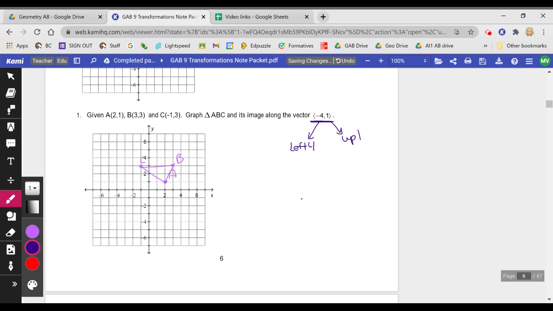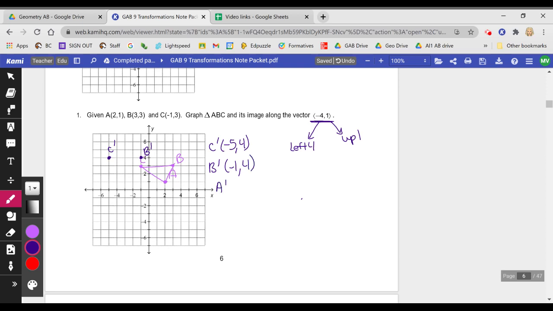So we can do it graphically by taking each point. So C, I'm going to go left 4 and up 1. And C prime is therefore at negative 5, 4. Do the same thing with B prime. So I'm going to go left 4, up 1. So B prime is at negative 1, 4.